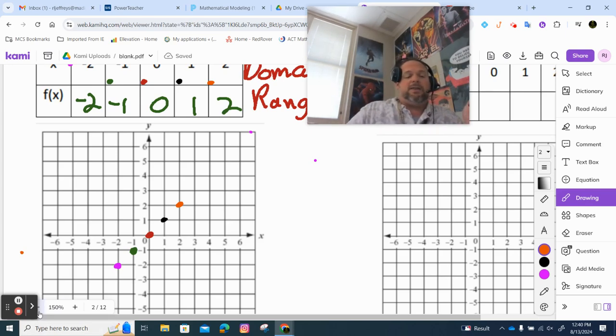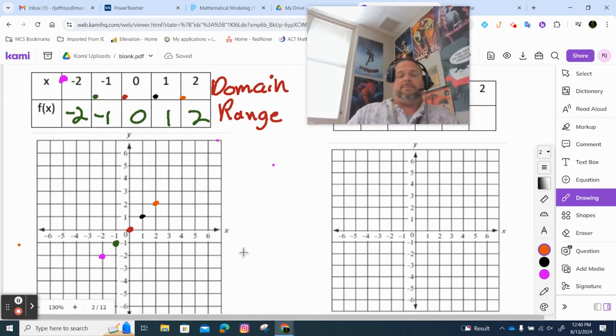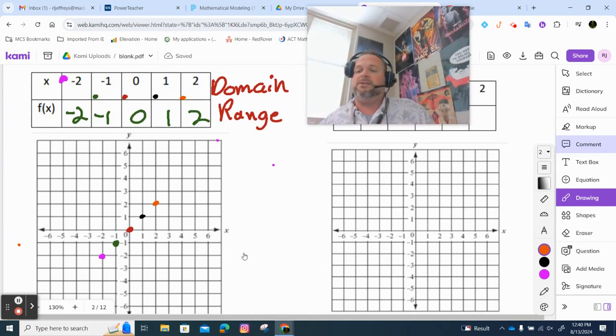All right. So all you had to do is plot the points. Now we are going to connect them because this is actually a function. A function is a line.